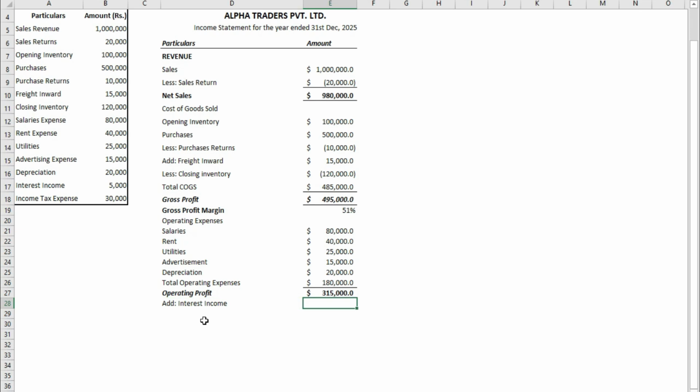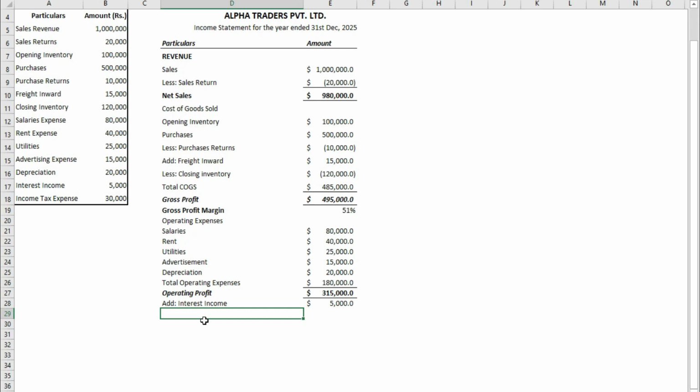Okay, this is the interest, and we add it because it's an additional earning not related to main operations. For example, the interest earned on bank deposits or investments. Say ABC person has deposited some amount in the bank, and he receives some interest on that. So this is the interest we are receiving. How much is it? It's 5,000.